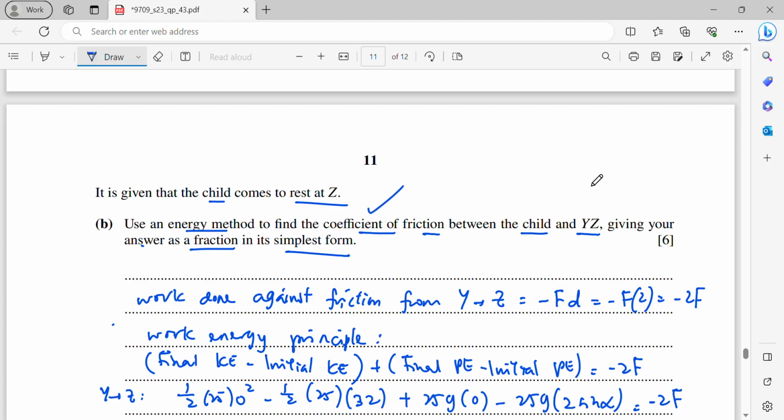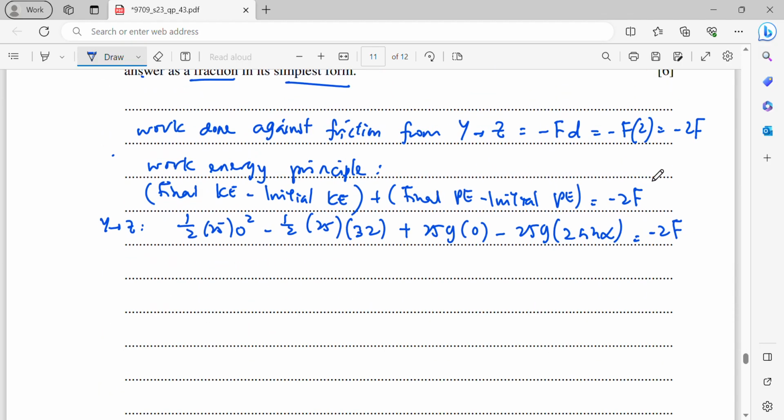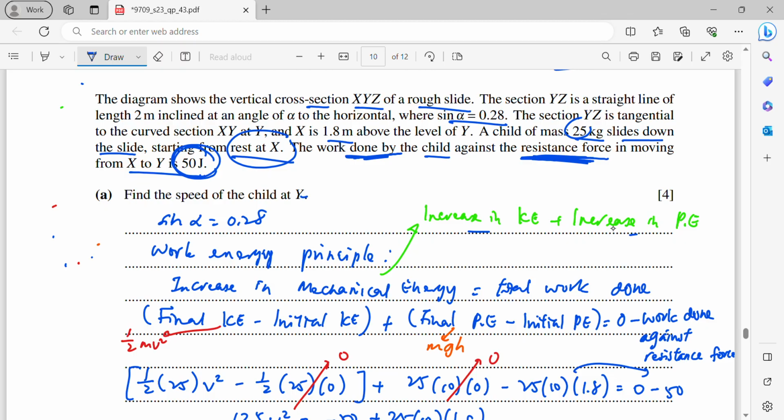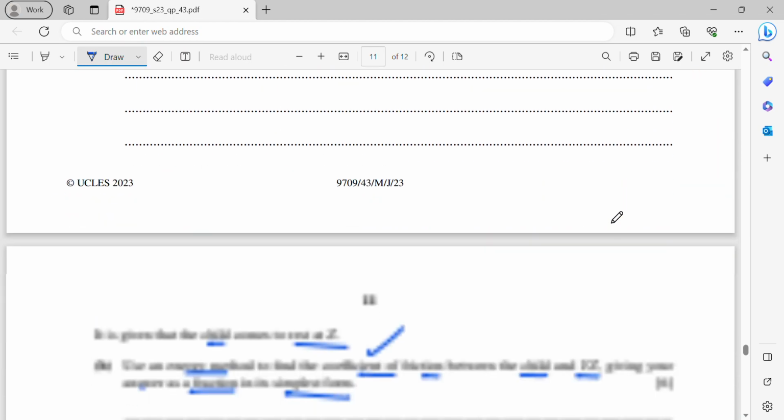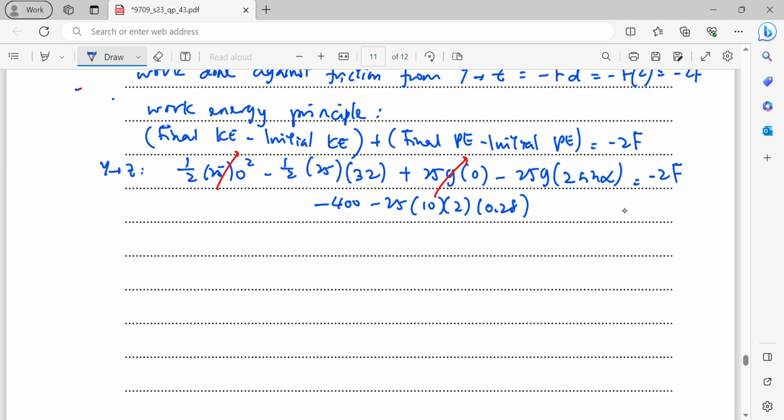Right? And now you need to find the frictional force and the coefficient of friction. That will be later. So let's solve for F first. The first term will be 0. The third term is also 0. Then my second term, minus half times 25 times 32, will be minus 400. My last term on the left hand side will be negative 25 times 10 times 2 times sine alpha. The sine alpha is given in the question, if you still remember just now, which is 0.28. So I will replace it by 0.28, which equals negative 2F. So now from here, I will get negative 400 minus 140 equals negative 2F. So my 2F is going to be 540. Then my F will be 270 Newton.